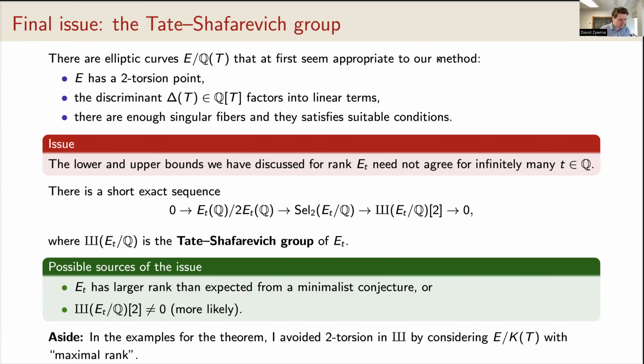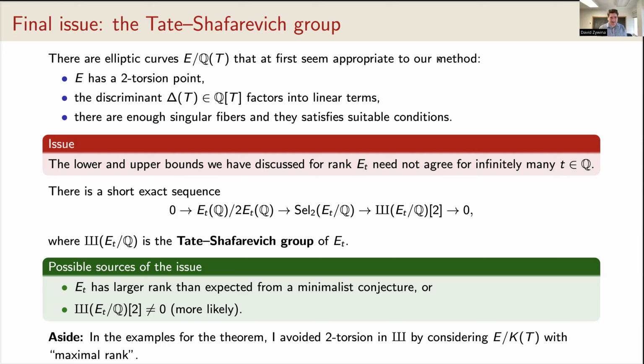Okay, the final issue I have is that there are cases that seem like they should work, but don't. So everything seems okay. I have a 2 torsion point. The discriminant factors into linear terms. There are enough fibers and they have the conditions I want. But when I actually try to do it, the lower bounds and upper bounds for the rank don't agree. So at the beginning, I said how you compute ranks is find lower bounds and upper bounds and hope they agree. In this case, the hope fails and they don't agree, even for any choices.